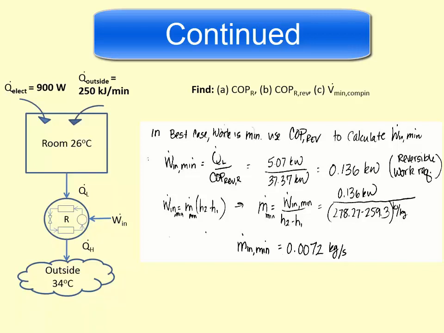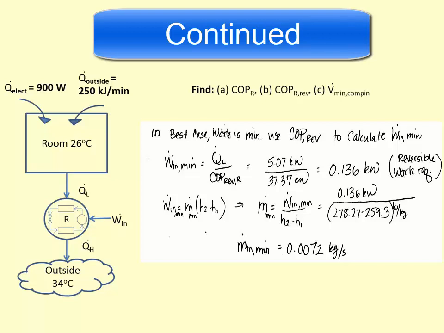So Q_L doesn't change. All that's changing is this work input. So Q_L is still 5.07 kilowatts, but now we're saying that the coefficient of performance, if it were 37.37, then we calculate our work minimum to be 0.136 kilowatts. So instead of the 7.769 kilowatts, we're saying, okay, now we only have to put in, if this were a reversible heat engine, we'd only have to put in 0.136 kilowatts.